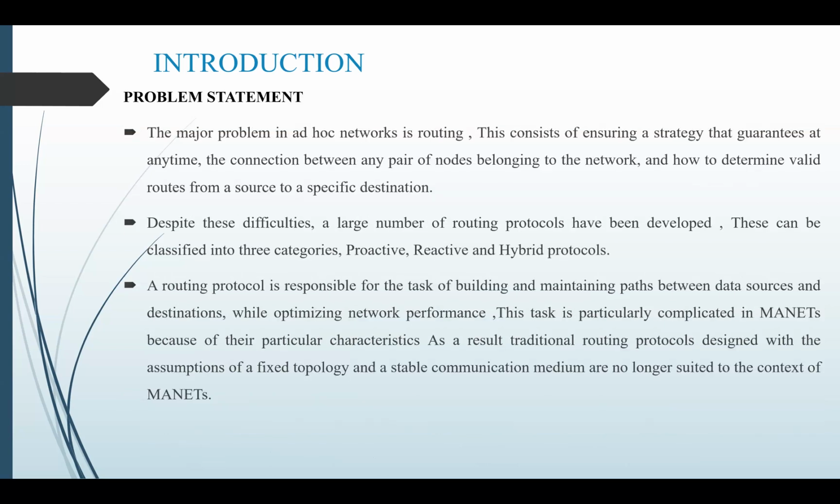So, problem statement. The major problem of ad hoc networks is routing. This consists of ensuring a strategy that guarantees at any time the connection between any pair of nodes belonging to the network, and how to determine valid routes. If a break happens with one path, how to determine another path. Despite these difficulties, a large number of routing protocols have been developed that can be classified into three categories: proactive, reactive, and hybrid protocols that gather between them.